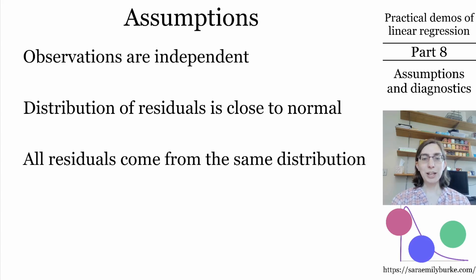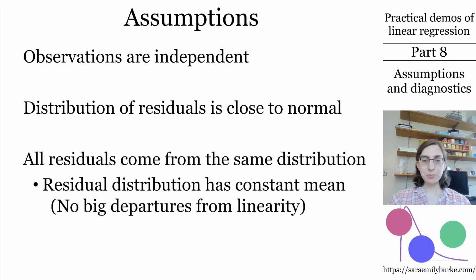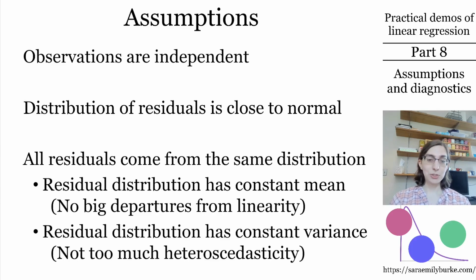We can break down this last assumption into two main parts. First, that the residuals have nearly constant mean. That is, the residuals are not much more likely to be positive or negative for certain values of the predictors. This assumption will be met as long as the underlying relationships are close to linear. And second, that the residuals have nearly constant variance. That is, they're not more spread out for certain values of the predictors. If the variance is higher or lower in some regions of the predictors, that's called heteroscedasticity. Another term for heteroscedasticity is heterogeneity of variance.